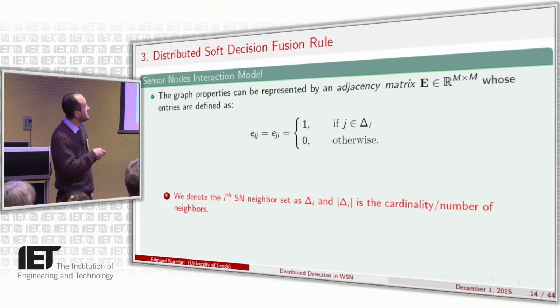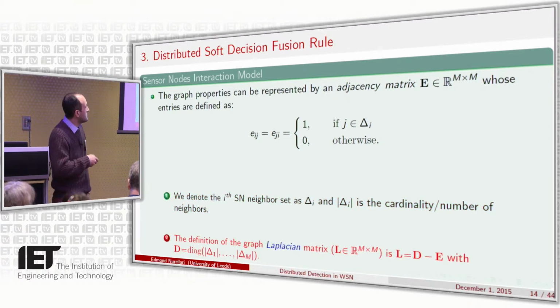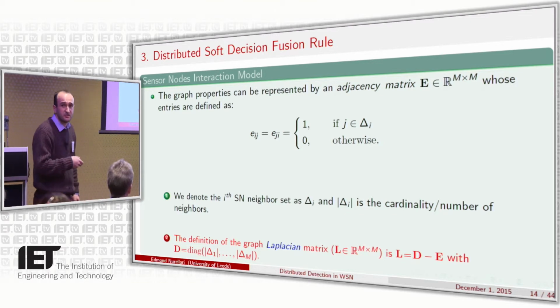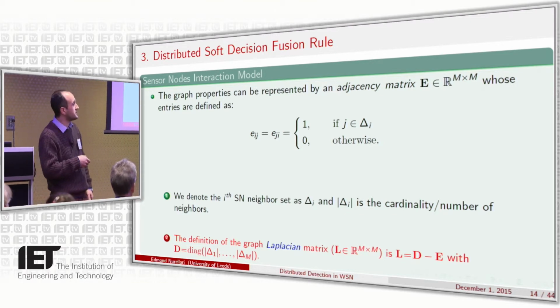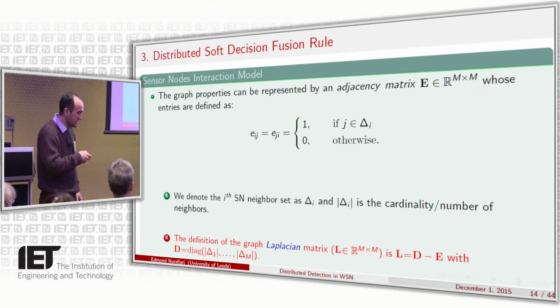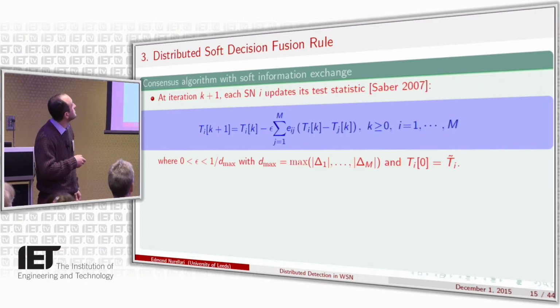So of course delta I is the set of neighbor sensor nodes, and the cardinality, the number of neighbors, is the magnitude of that. The Laplacian matrix, which is an important matrix that you can use to capture the properties of the communication topology, is defined as such. So remember these two matrices, because later on we'll introduce our proposed approach, and they will be very important in the algorithm.